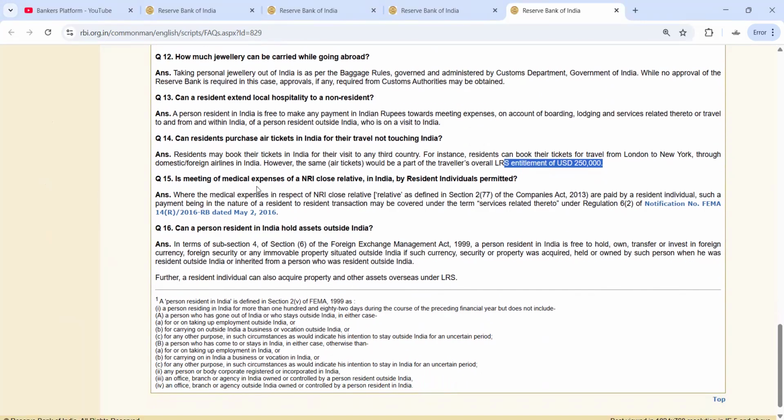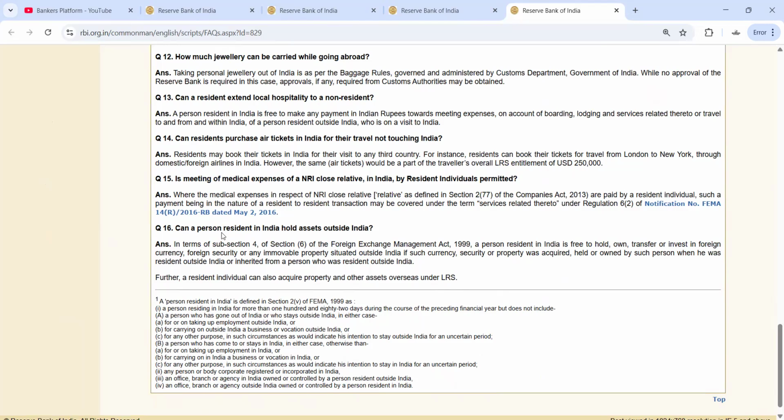Is meeting the medical expenses of an NRI close relative in India by a resident individual permitted? Where medical expenses in respect of an NRI close relative, where relative is defined in section 2(77) of the Companies Act, are paid by a resident individual, such payment, being in the nature of a resident to resident transaction, may be covered under the term services related. Okay. So that has nothing to do with FEMA.